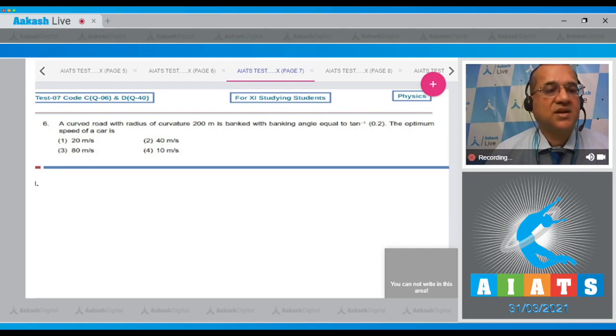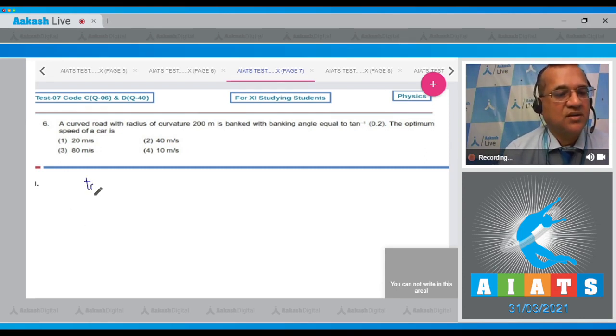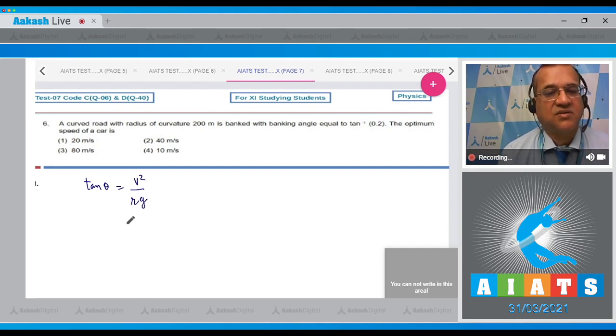The question number 6 is that a curved road with the radius of curvature 200 meter is banked with the banking angle equal to tan inverse 0.2. Find the optimum speed of the car. Now, dear students, you know that on the banked road, the tangent of the banking angle theta is equal to v square divided by r into g.